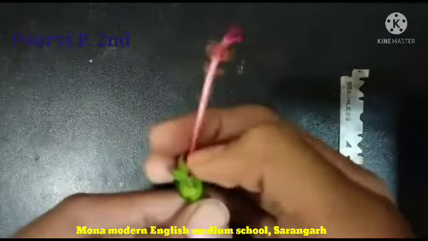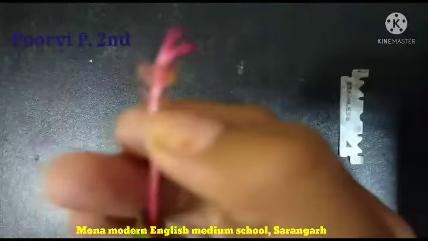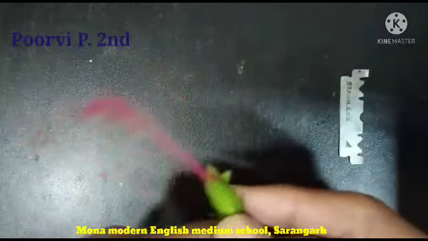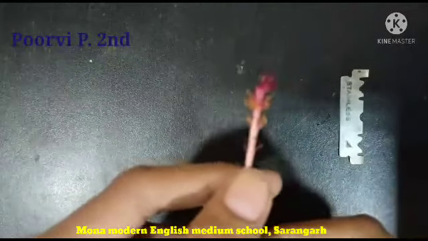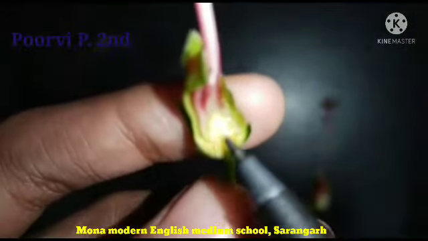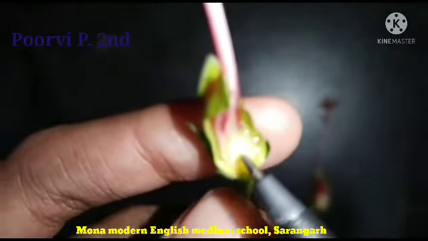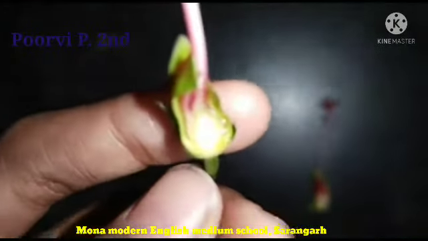This is called the style, and these black things are called anther, and these are called stigma. Now to see the two other parts, we have to cut the flower from the middle. I have cut the flower from the middle, and now we can see the ovule and the ovary. The middle part is called the ovary, and these little circles are called ovules.